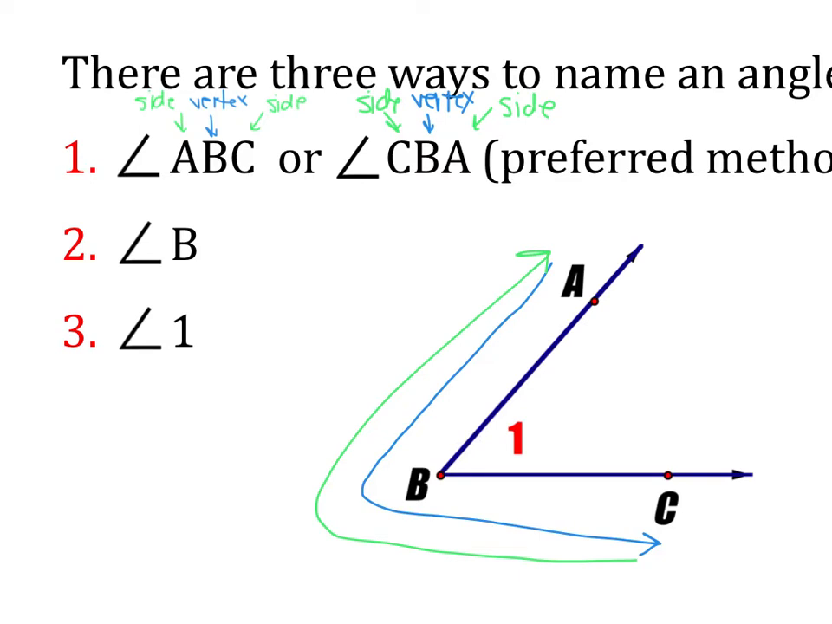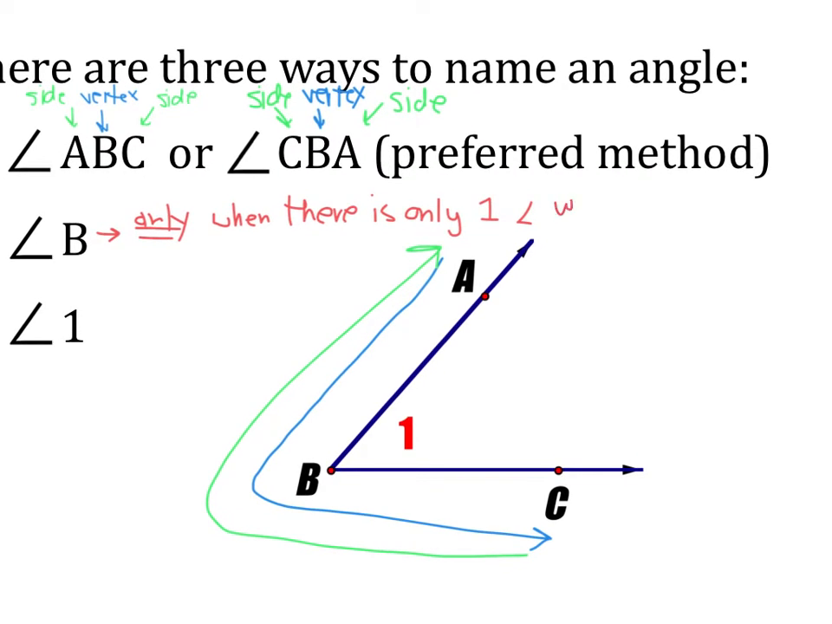Okay? Another way is you can name it by its vertex. However, you can't always do that. You can only do this when there's only one angle with this as their vertex.